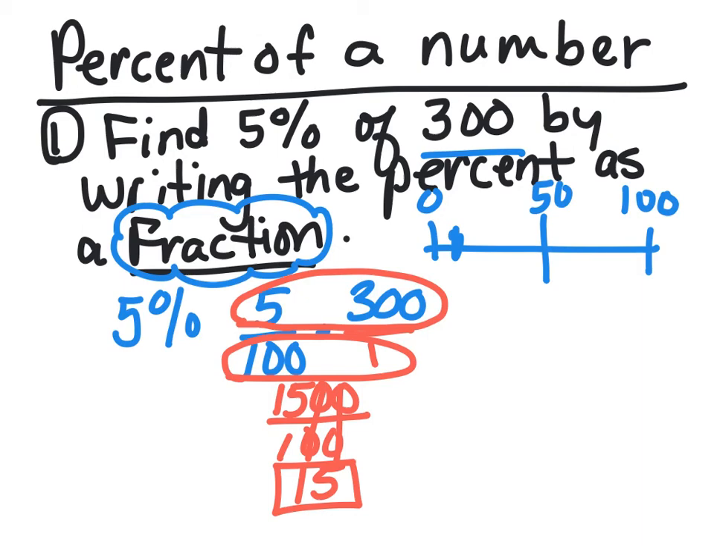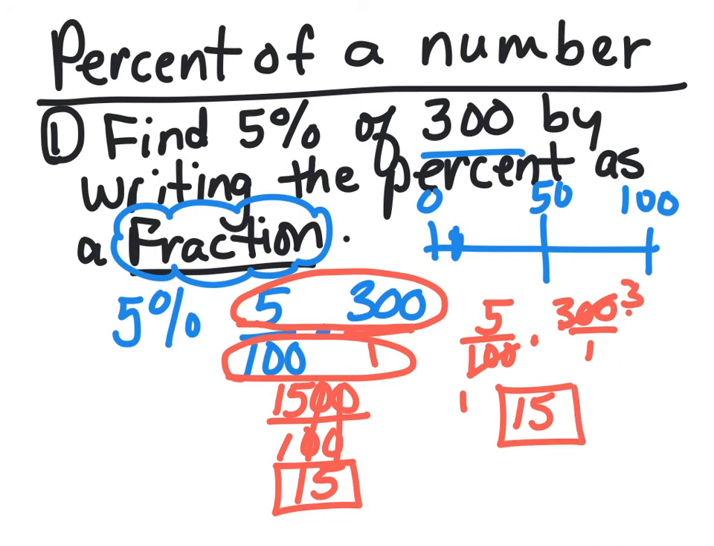You can also cross-simplify this if you see this. 5 over 100 times 300 over 1, and I can cross-simplify this. I can take a factor of 100 out of this one and a factor of 100 out of this one, 3, and I get 5 times 3 is 15. Either one, you have to simplify, and it does answer it. What is 5% of 300? Well, it is 15. Thank you.